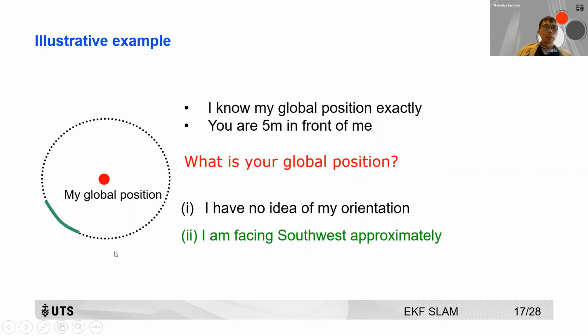This is similar to what we have in the ellipse case, because in the extended Kalman filter, we are always using Gaussian distributions. So this uncertainty is represented by an ellipse. If I'm facing southwest exactly, then I would know you are there exactly. There's no uncertainty. So this is the same as what we have proved in the result.